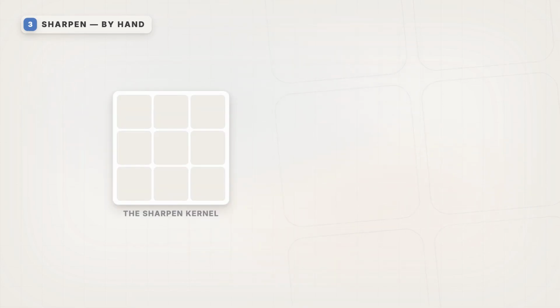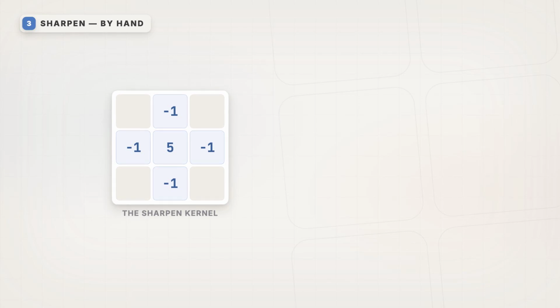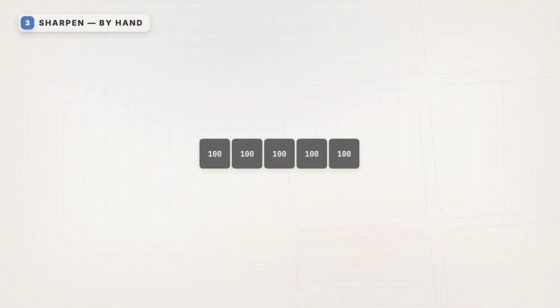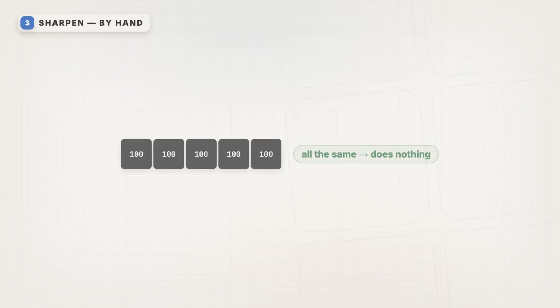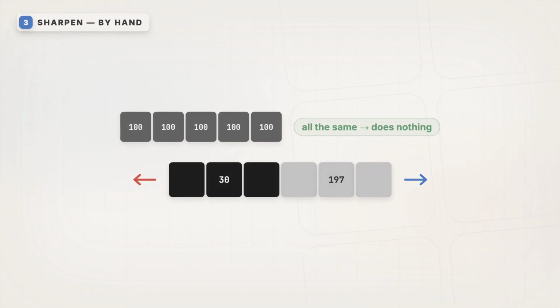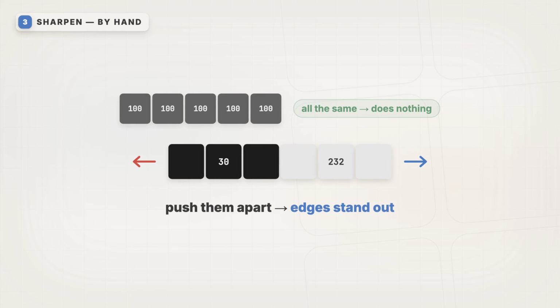Let's do one by hand so it really sinks in. Take this kernel, a 5 in the middle, a -1 directly above, below, left, and right of it, and a 0 on each corner. If you apply this kernel to an image, it sharpens it. A sharpen filter compares every pixel with its neighbors. If they all look the same, it does nothing. But if it spots a big change, like a dark pixel right next to a bright one, it exaggerates the difference. The dark side gets darker and the bright side gets brighter, and the edges start to stand out.